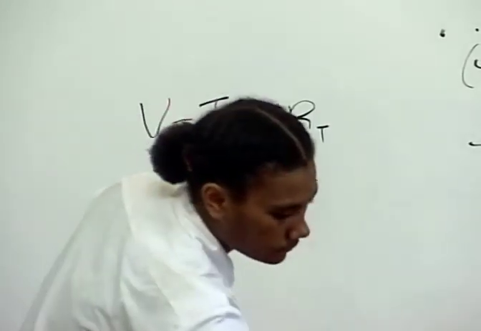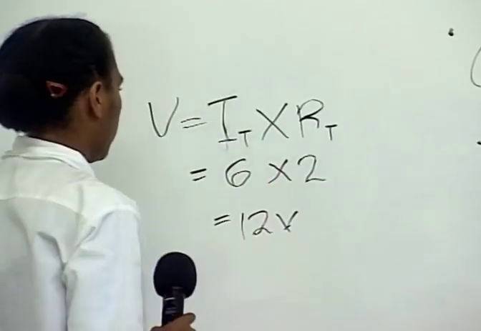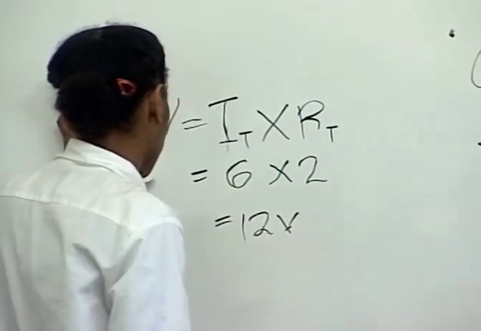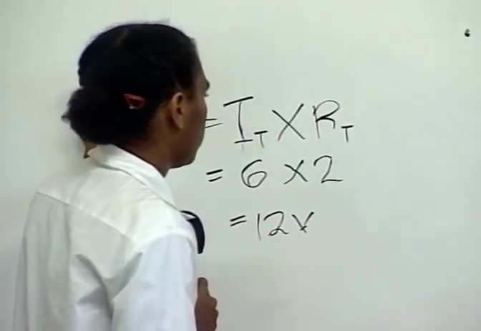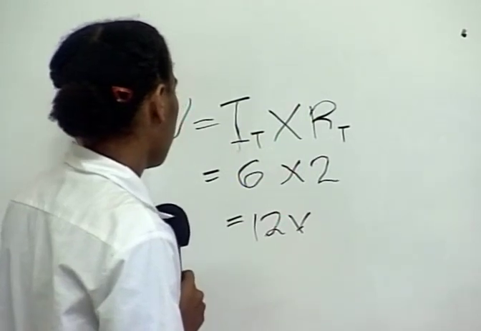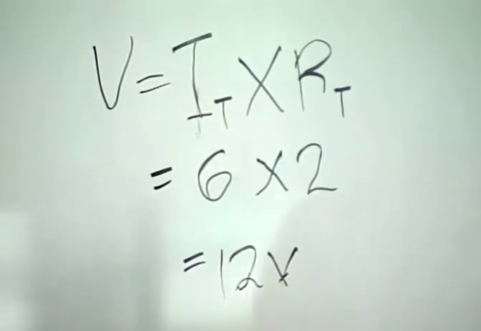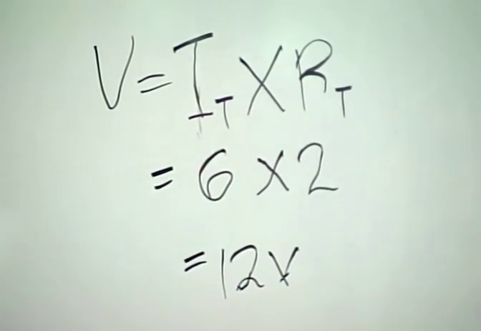Okay, it's 12 divided by 3 equals 4. Then you have the potential difference across the combined resistance. You multiply the total current, 6, times the combined resistance, 2, and you get 12 volts. The PD across the combined resistance will be I times R, and then you have 6 times 2, which equals 12 volts. All right, for question C.